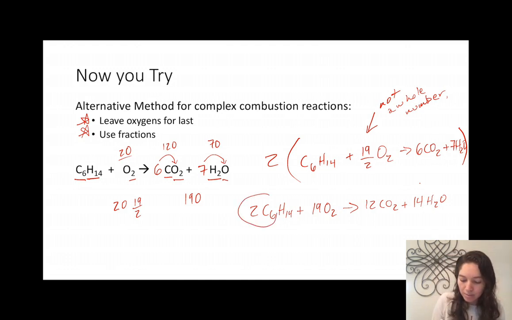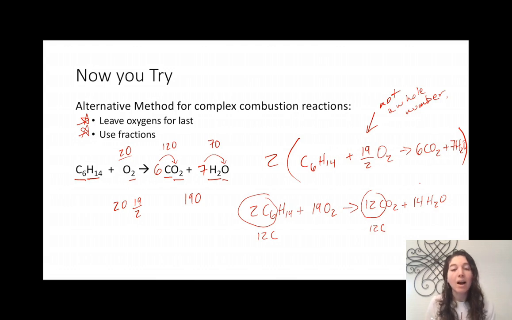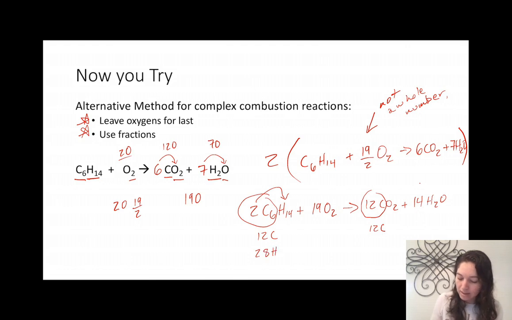So our carbons, we've got 2 times 6 on this side. We've got 12 on this side, so 12 on both sides. Our hydrogens, we've got 2 times 14 on this side, so that's 28 hydrogens on this side. And we've got 2 times 14 on this side, so that's 28 hydrogens on this side. So far it's looking pretty good. Now let's check our oxygens. This is the true test.